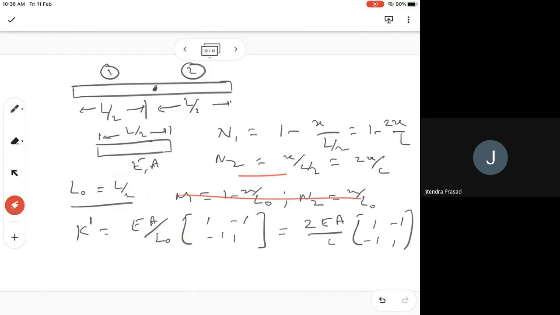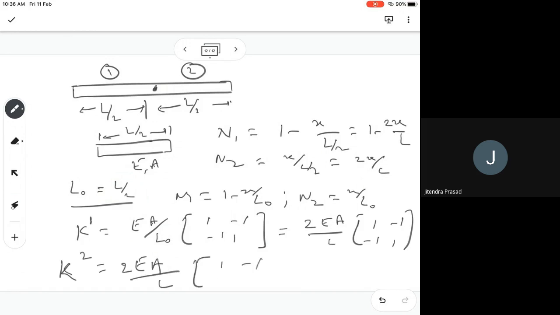Mathematically also you can get exactly the same value, and since there is no difference between this and this, both elements are the same, right? So you can copy it directly. No need to calculate again. So K2 is equal to 2EA over L, 1 minus 1 minus 1 1.